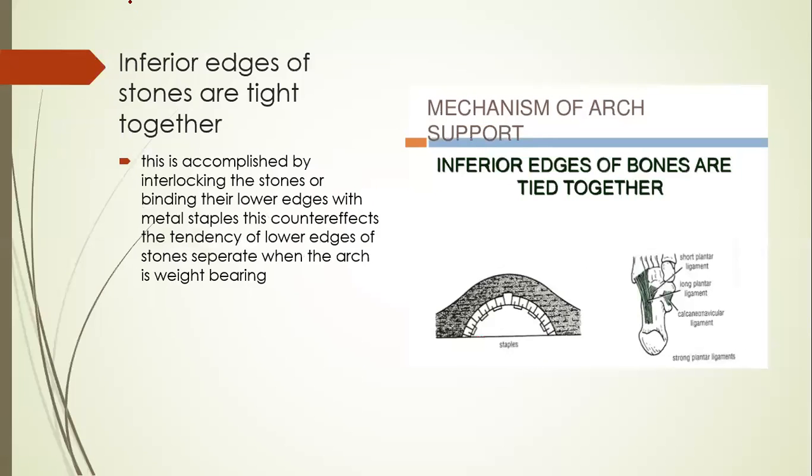Secondly, the inferior edges of the stones are tied together. This is accomplished by interlocking the stones and binding their lower edges with metal staples. This counteracts the tendency of the lower edges of the stones to separate when the arch is weight bearing. Now these are called the staples. These are the binding force of an arch. These connect the stones together.